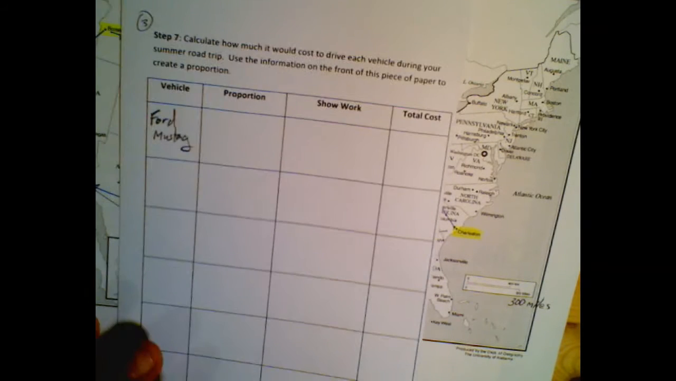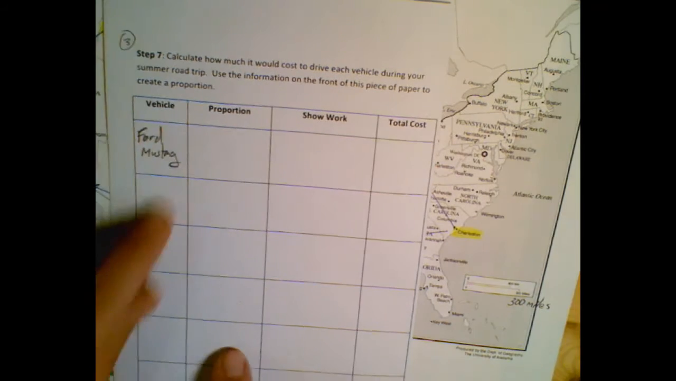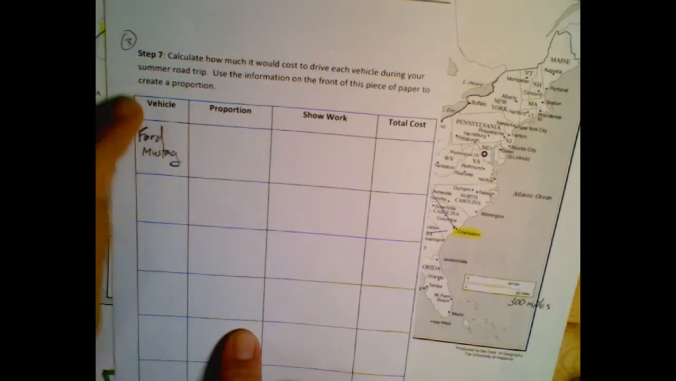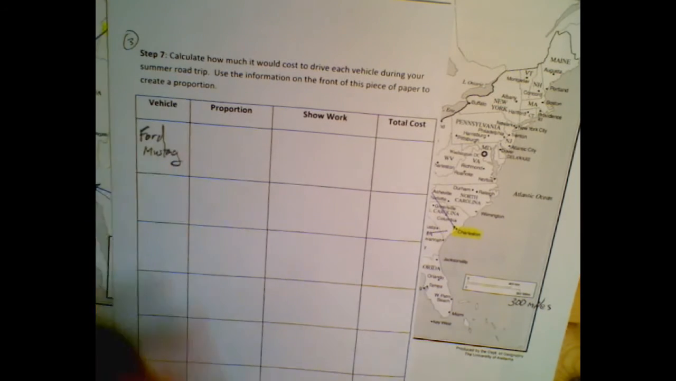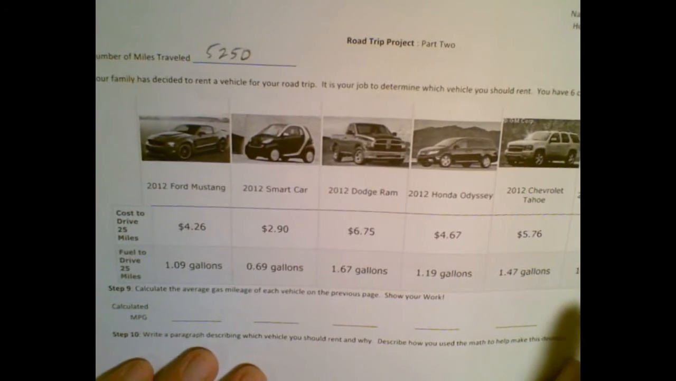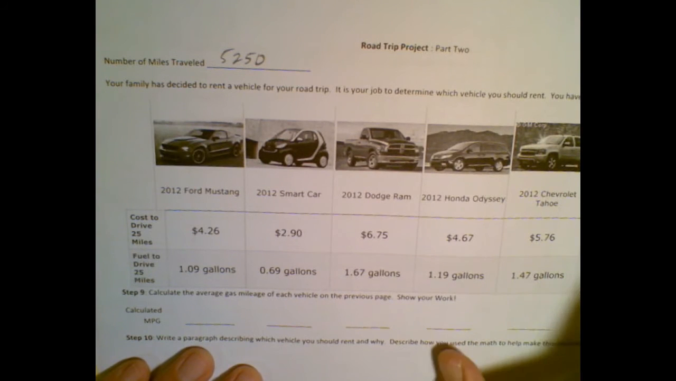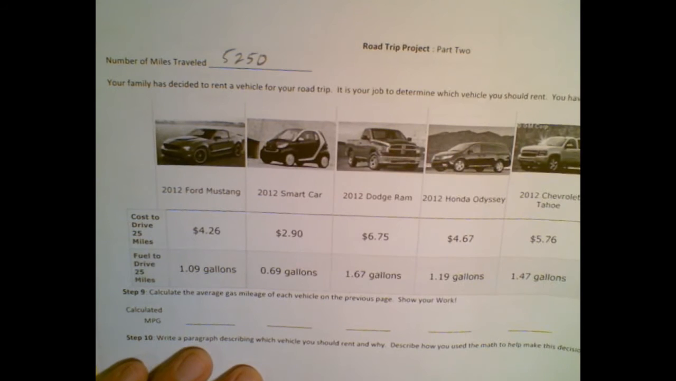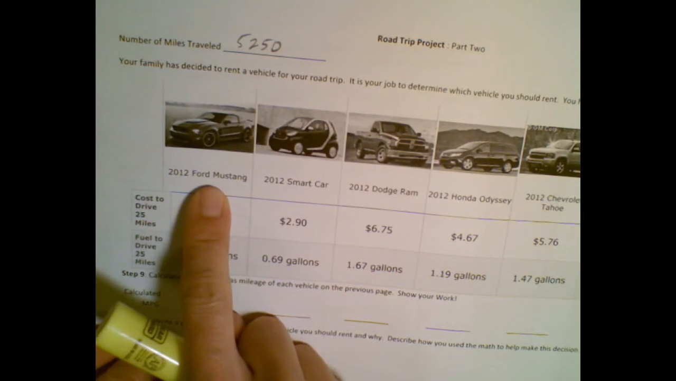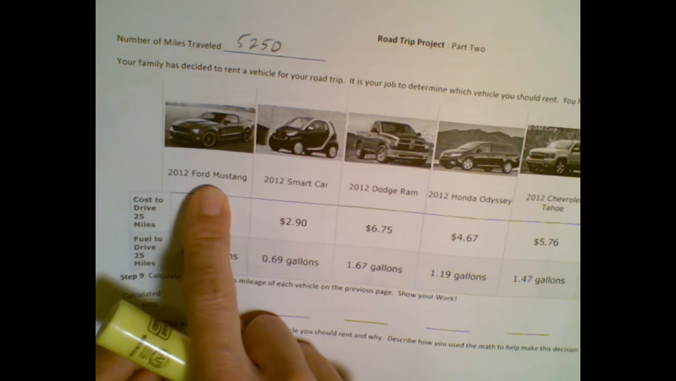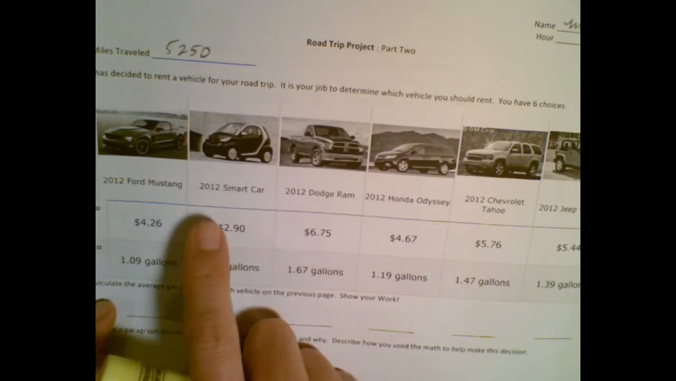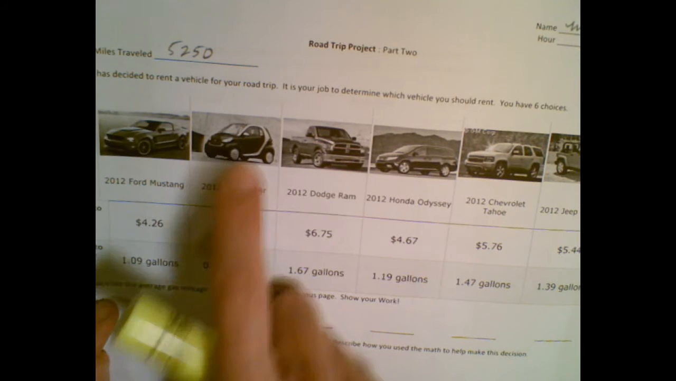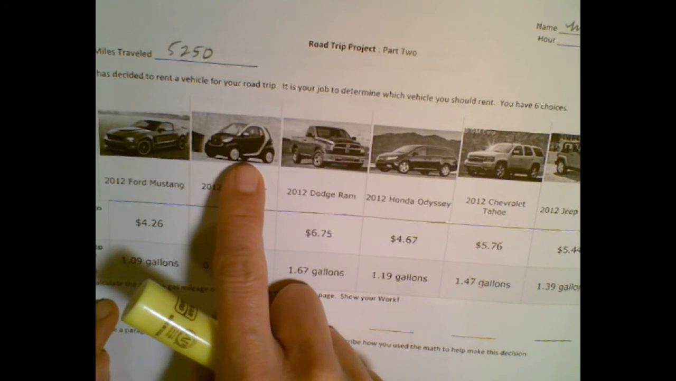So we have this direction here that tells us calculate how much it would cost to drive each vehicle during your summer road trip. Use the information on the front of this piece of paper to create a proportion. So we're definitely going to create a proportion. And they are referring to these possible vehicles that you could take on your trip. Each one, I'm sure, has certain advantages over others. I mean, who wouldn't want to drive a Ford Mustang? That would be awesome. Although there's definitely something to be said about driving a Tahoe. If you wanted to save money, though, of course, you're going to go with a smart car. But man, would I want to drive around the entire country in a little dinky thing like that?